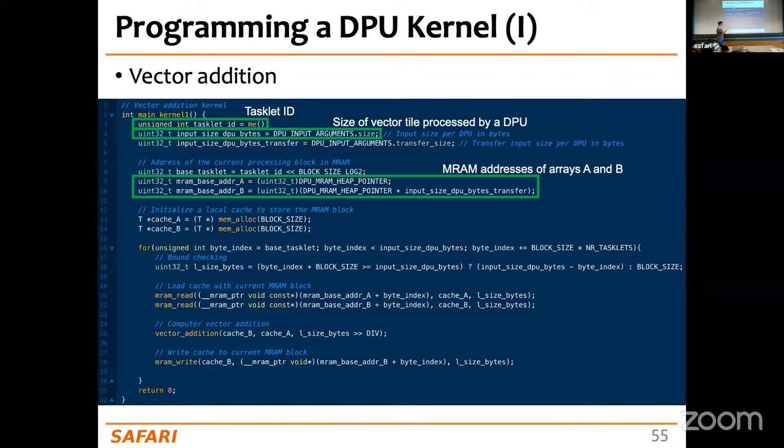Remember the DPU MRAM heap pointer that we already used for the transfers. Remember as well that we first placed data in MRAM from the CPU with the data transfers. We first placed buffer A and then buffer B. That's why the address of array B in the MRAM starts after this input size DPU bytes transfer, which is the data that we are transferring for buffer A.